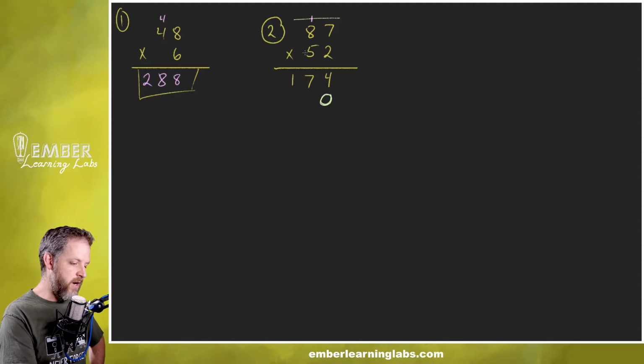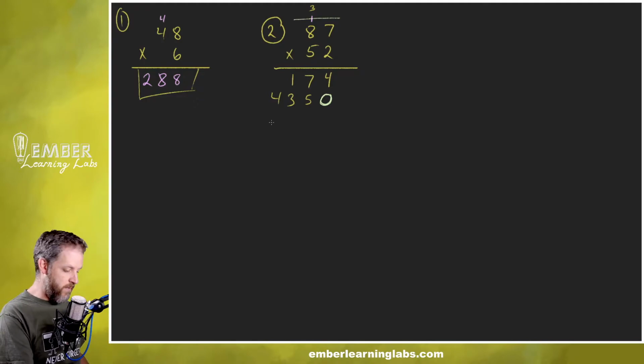So now we're going to multiply 5 times 7. What is 5 times 7? It is 35. So we're going to carry that 3 up there. Now 5 times 8 is 40, plus 3 is 43. So now we've done all of the multiplication bits. We've gone through all of those steps, right?